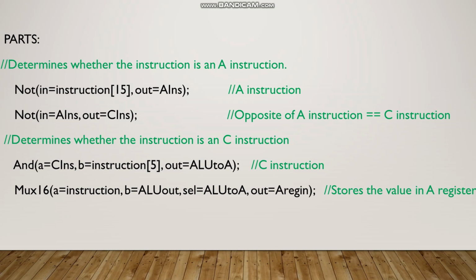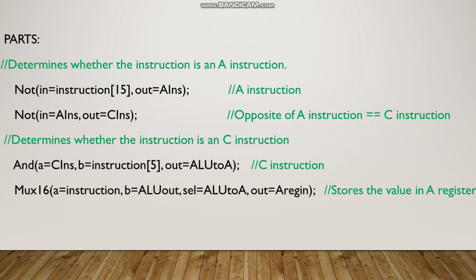For example, if the instruction coming into the CPU from the instruction memory is an A instruction, the CPU takes the specified 15-bit value and stores the value into the A register. However, the A register can be fed by either the instruction input or the ALU output. If it is a C instruction, it performs the computation in the ALU and the ALU output is fed to the register. We use the AND gate to determine that the instruction is a C instruction.